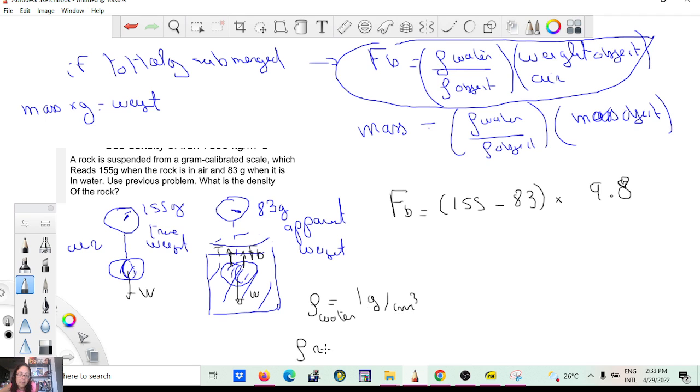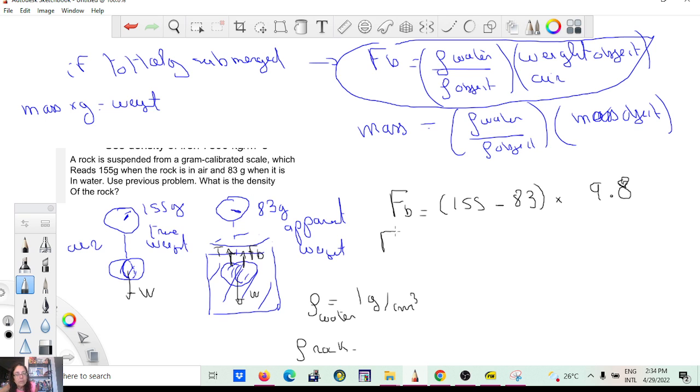And what do I need? I need to find the rock. Okay, so the buoyant force will be 155 minus 63 times 9.8. Okay, so that will be your buoyant force, times, if you want to divide by 1,000 to have kilograms. You don't need to do it because everything will be in grams. You don't even need a 9.8, but I'm going to just leave that. But now I don't want to do all the computation. I'm going to use this here.